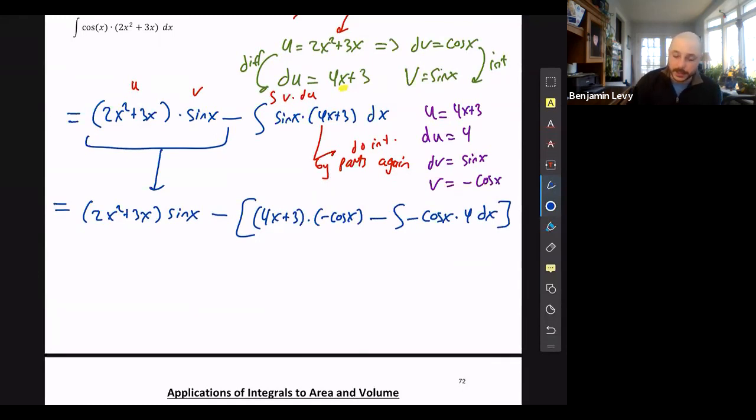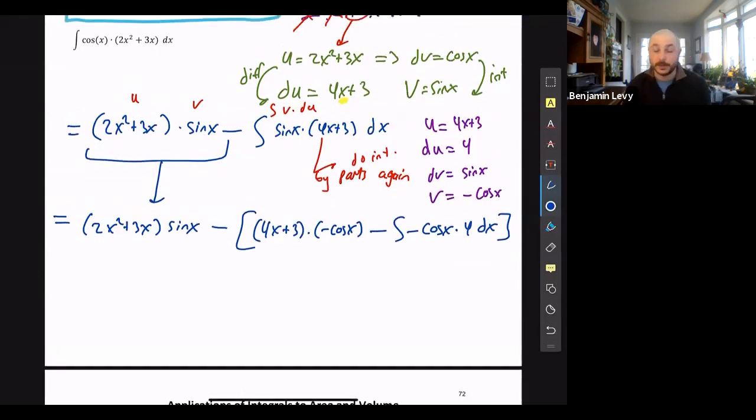And again, this is a definite integral. Sorry, it's an indefinite integral. If it was a definite integral with bounds, it would be even crazier because then we have to plug stuff into each one of these things.